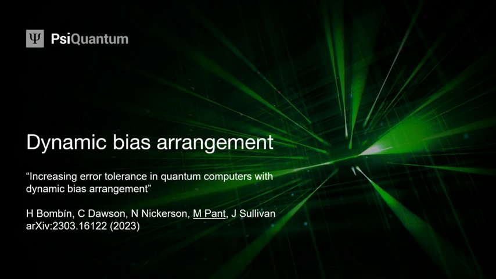So in my talk today, I'll be talking about a trick called dynamic bias arrangement that we use in our architecture, in our physical system, which is photonics. It's a trick which has led to a significant increase in error tolerance in our physical system. And we hope that it can help other physical systems as well. So this is the paper that I'll be talking about.